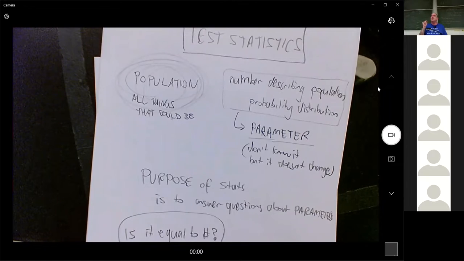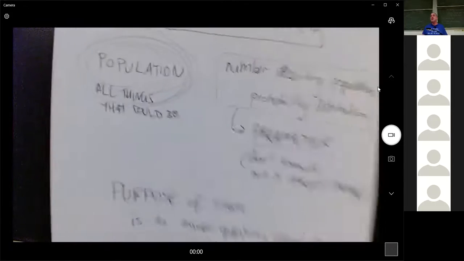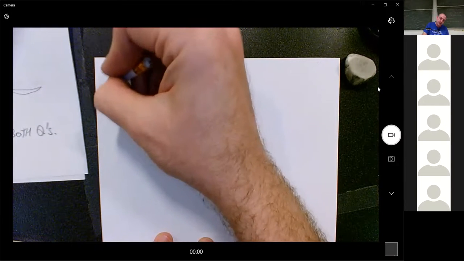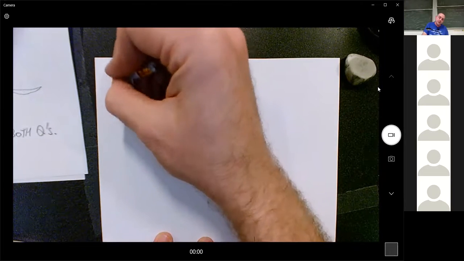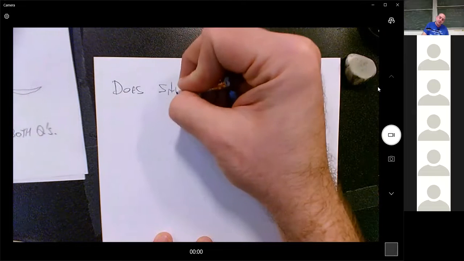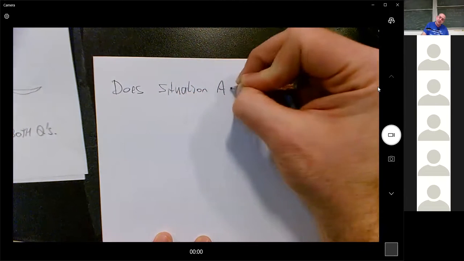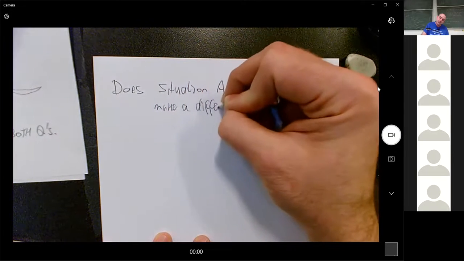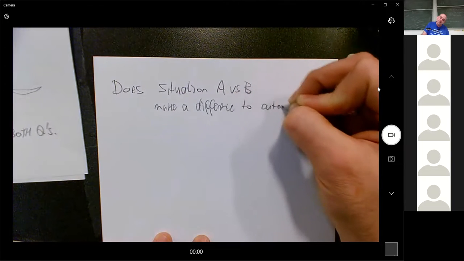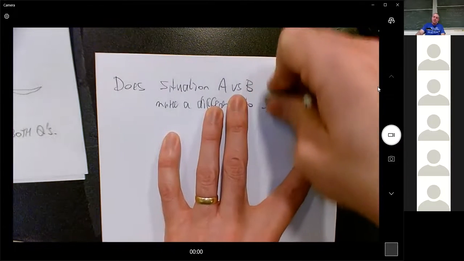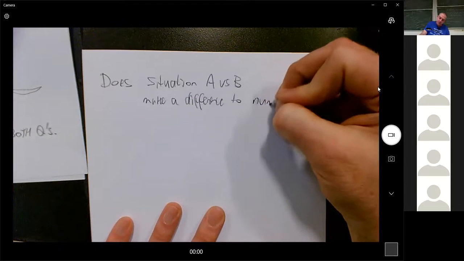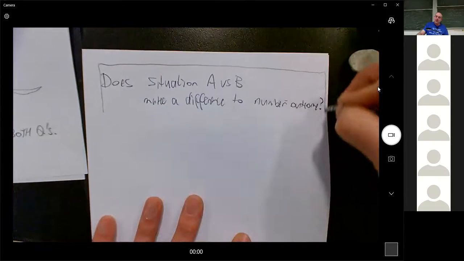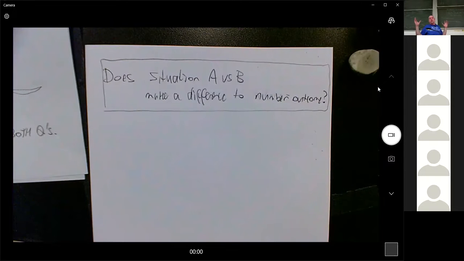And you'll have to say, right, can I make it about means? Or can I make it about proportions? In which case you can do it. So here's my first thing. Your real research question is, does situation A versus B make a difference to the outcome, to the number outcome on average? That question is your real research question.